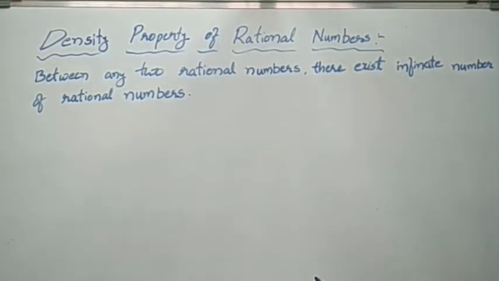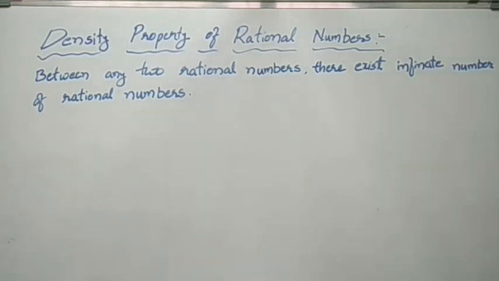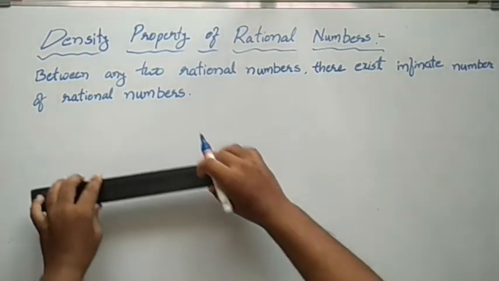Density property of rational numbers. Between any two rational numbers there exists an infinite number of rational numbers. Okay, first we will recapitulate our previous knowledge.